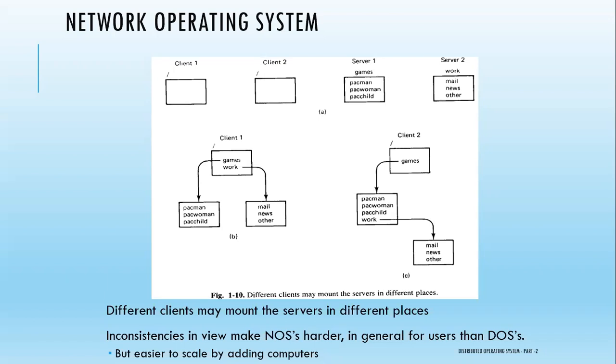Both of the clients shown have mounted both of the servers, but they have mounted them in different places in their respective file systems. Client 1 has mounted them in its root directory and can access them as /games and /work respectively. Client 2, like client 1, has mounted games in its root directory, but regarding the reading of mail and news as a kind of game, has created a directory called /games/work and mounted work there.